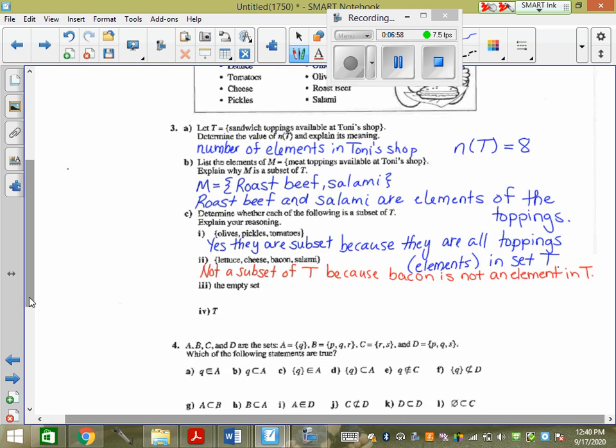Is the empty set a subset of T? The empty set? We went over this yesterday. Yes. The empty set is a subset of everything because when you have nothing in it, nothing is located outside of T, so it always is. So, yes, the empty set, which can be represented by squiggly brackets or a zero with a slash, is a subset of all sets, including T.